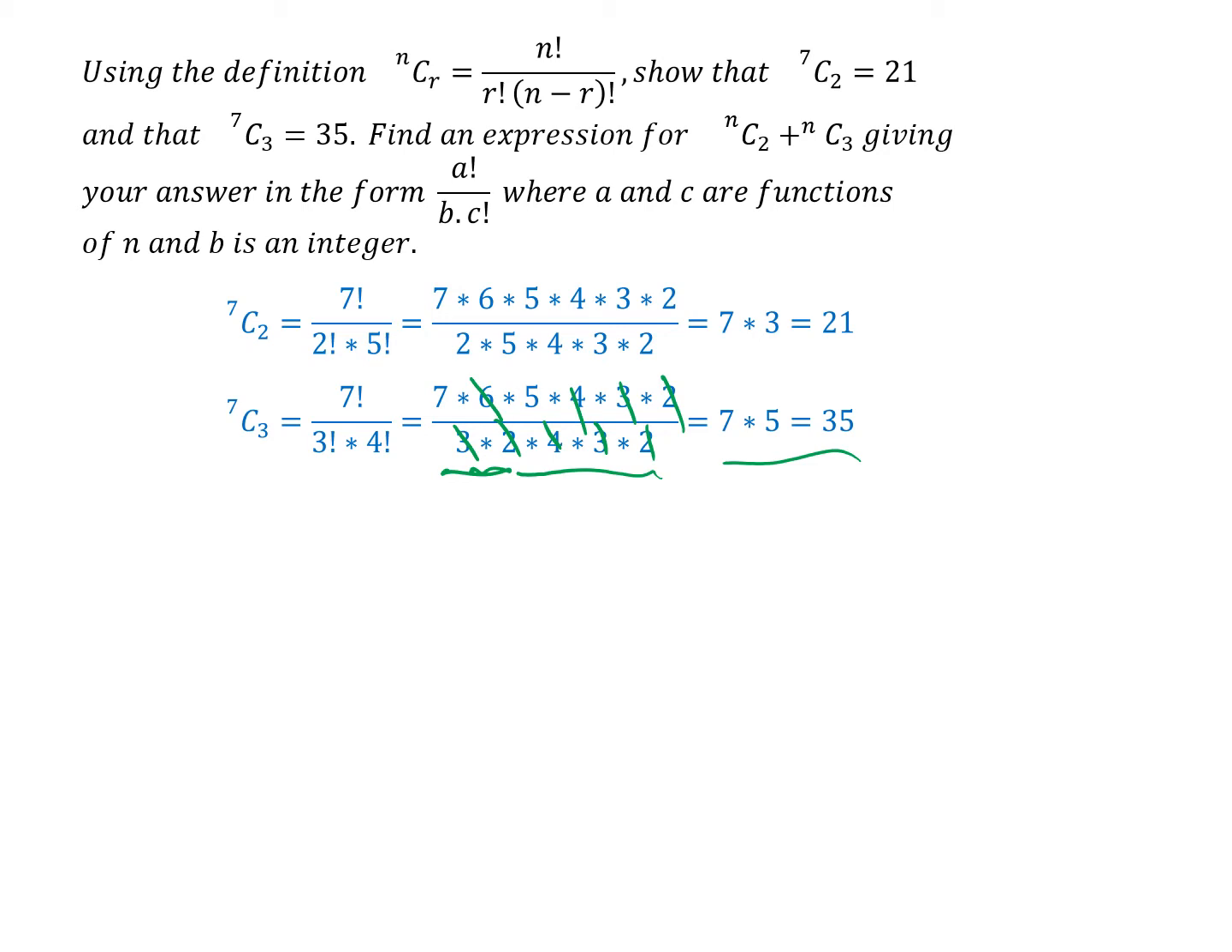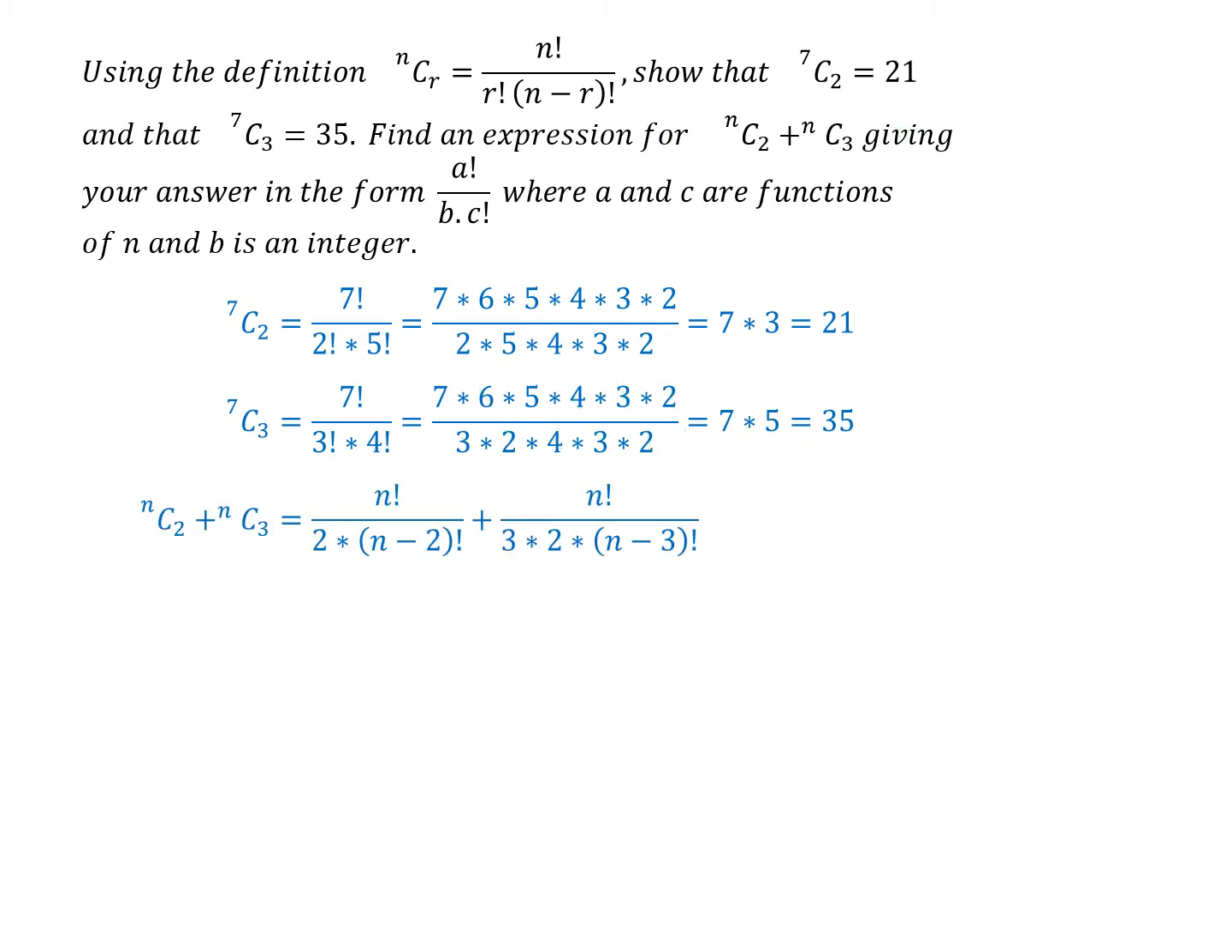Now we've got to find an expression for nC2 plus nC3. So the first step is very similar in the sense that I'm just substituting n and 2, and n and 3, into this expression. And that gives me this rather frightening looking pair of fractions. What I want to do initially is to add them together, so that involves making the denominators the same.